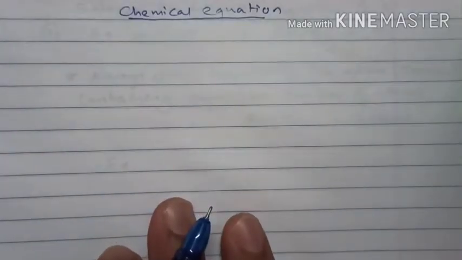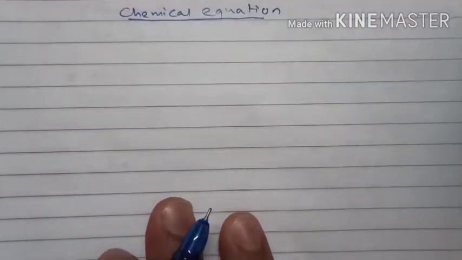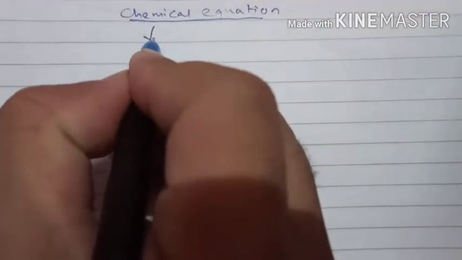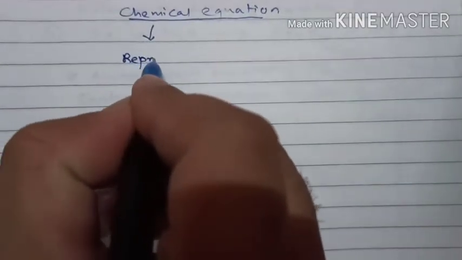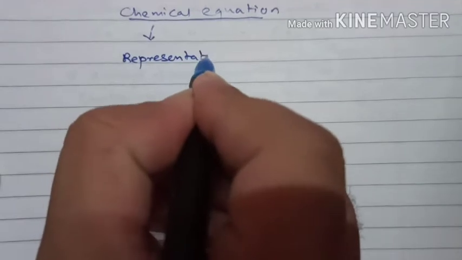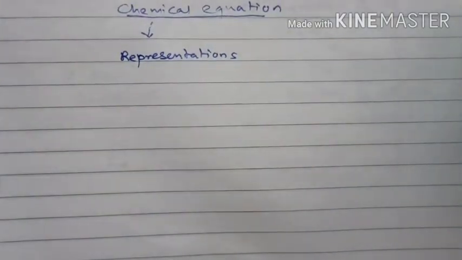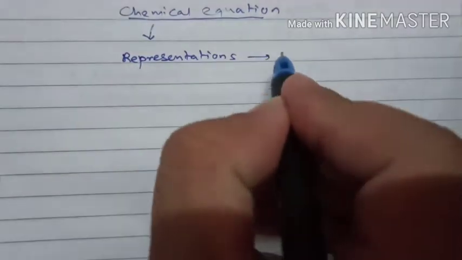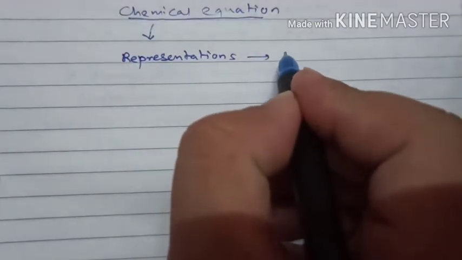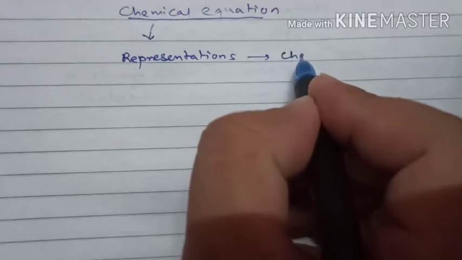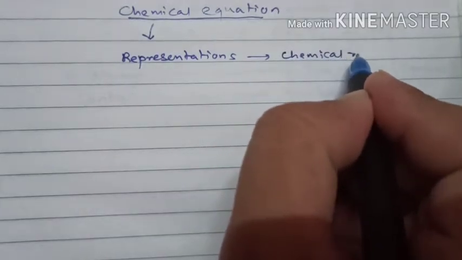So today we will learn chemical equations. So what are chemical equations? They are the representations. Chemical equations are the representations of the chemical reactions. They are representation of what? Chemical reactions.